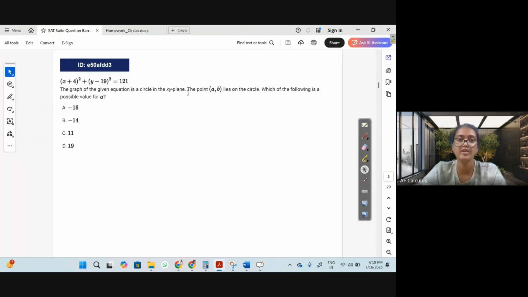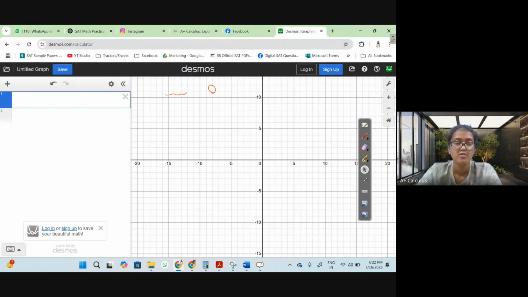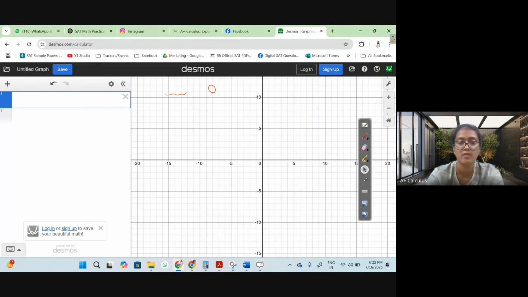The graph of the given equation is a circle in the xy plane. The point (a, b) lies on the circle. Okay, so we have a point (a, b), which lies on the circle. Which of the following is a possible value for a? Okay, so we have the circle. So let's plot the circle on DESMOS first. So we have x plus 4 and y minus 19. Okay, so (x plus 4) whole squared plus (y minus 19) whole squared is equal to 121.